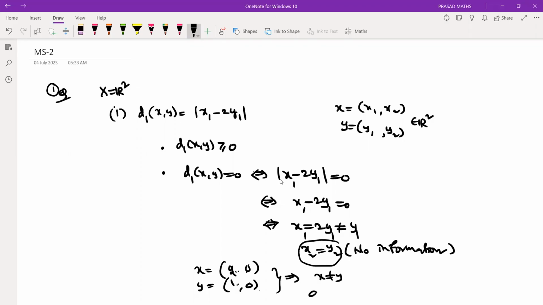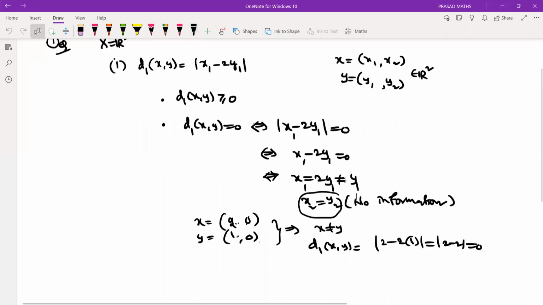But what about the distance? The distance between x and y is the modulus of x1 minus 2 times y1, that means 2 minus 2, that means 0. Therefore the distance is 0, but the points are different. Therefore, it cannot be a metric. So first you need to guess it, then you solve it.